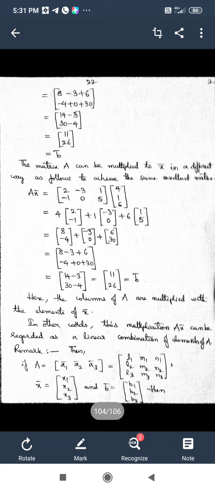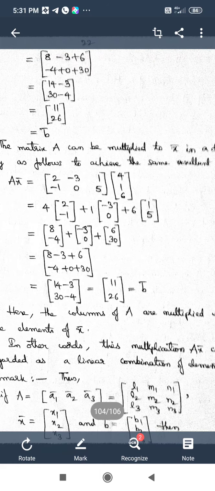This gives the resultant matrix as 8 minus 3 plus 6 in the first row, and minus 4 plus 0 plus 30 as the second row. If we do the calculation, the first element is 14 minus 3, which is 11, and the second element is 30 minus 4, which gives us 26 as the resultant matrix. As usually in the system of linear equations, the matrix equation is represented as Ax bar is equal to B bar.